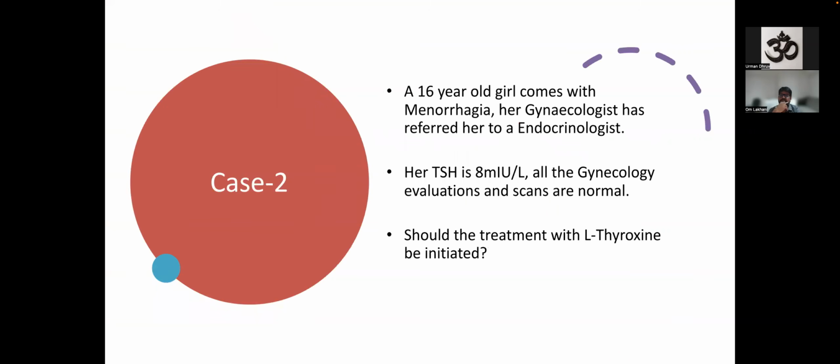Now let's look at this from the symptomatic perspective. So let's look at this case. A 16-year-old girl comes with menorrhagia, and her gynecologist has referred her to an endocrinologist. Her TSH is 8, right? All her other gynecological evaluation is normal. Should you start this patient on levothyroxine treatment?